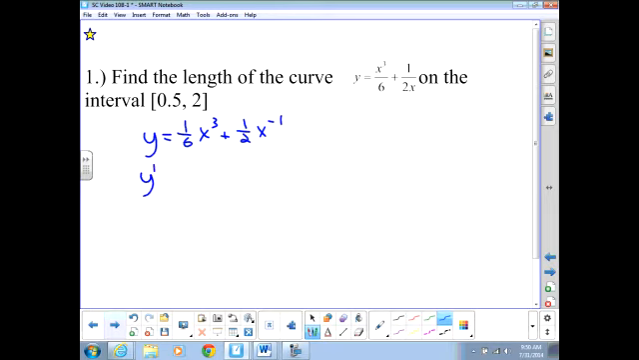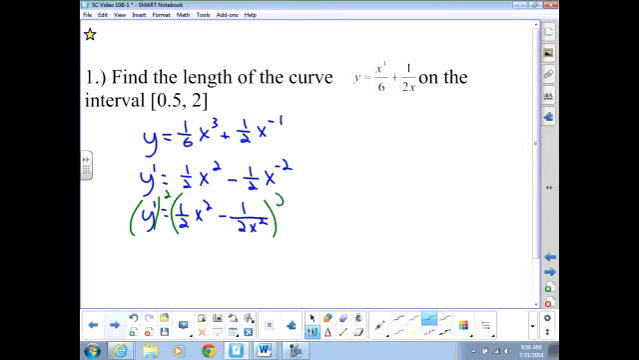So y prime, 3 times the 1/6 will give us 3/6, which is 1/2, and we'll have x squared. Negative 1 times a half will give us negative 1/2, and we'll have x to the negative 2. Well, I'm going to rewrite that y prime as now 1/2 x squared minus 1 over 2x squared. Well, we have to square it now. To square the right side, you've got to FOIL. So let's do that off to the side. We'll have 1/2 x squared minus 1 over 2x squared times itself.